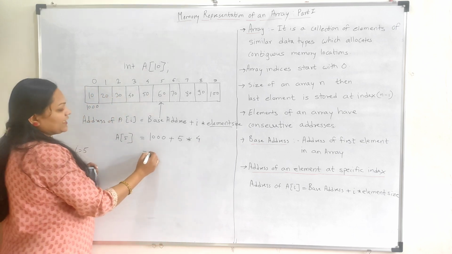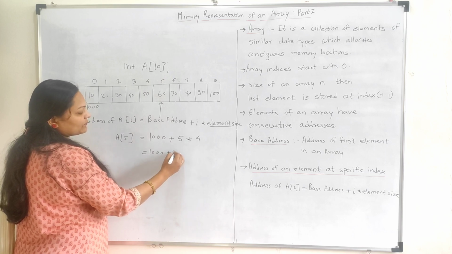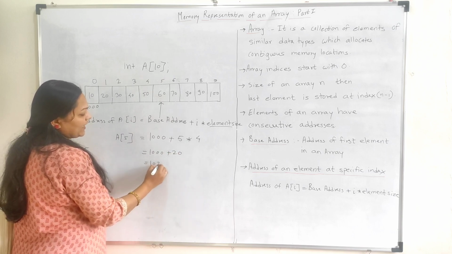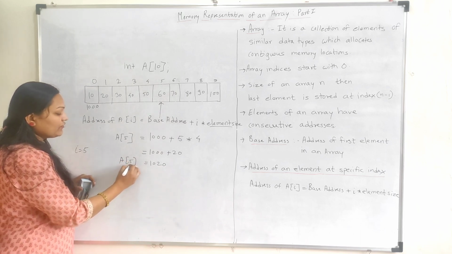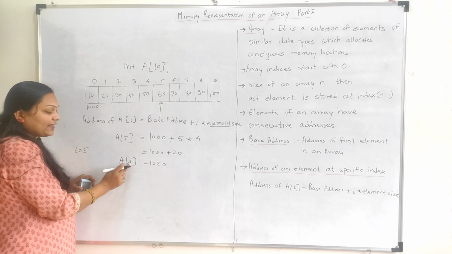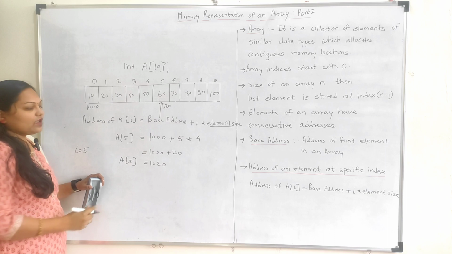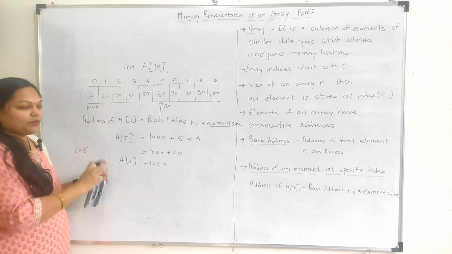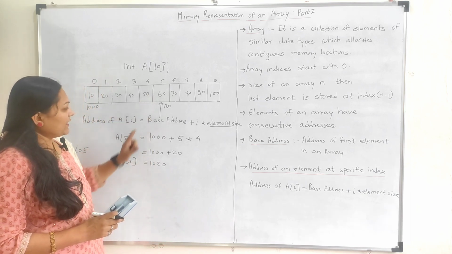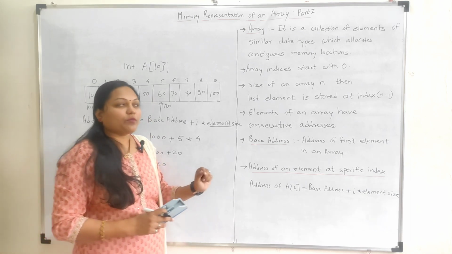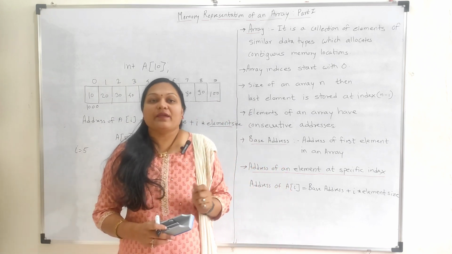After calculating, this is 1000 plus 20, which is 1020. So we can say the address of the element stored at the 5th index is 1020. In this way we can apply this formula and calculate the address at any index. This is the memory representation of a one-dimensional array.